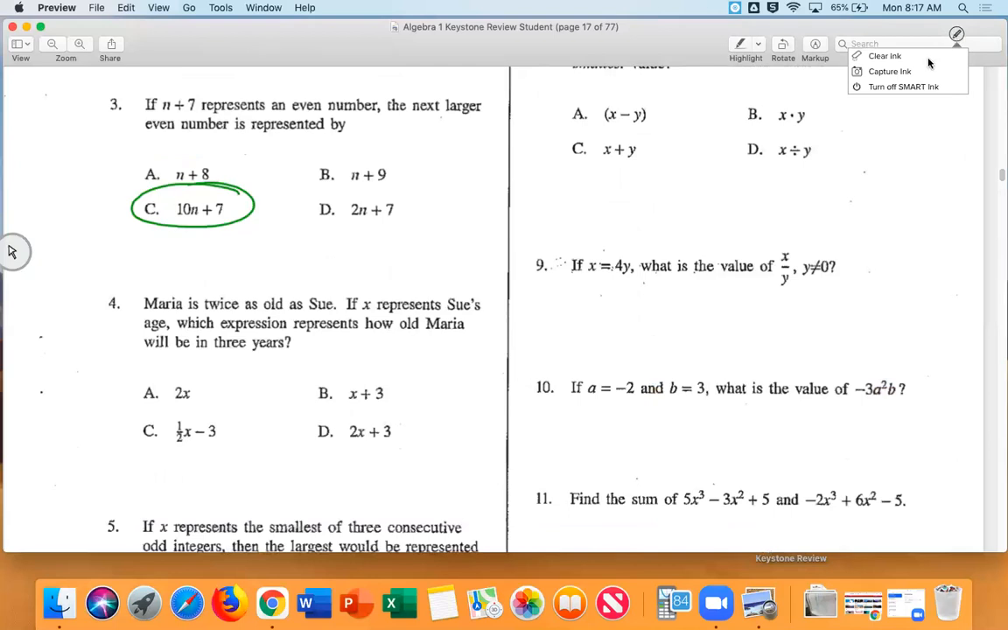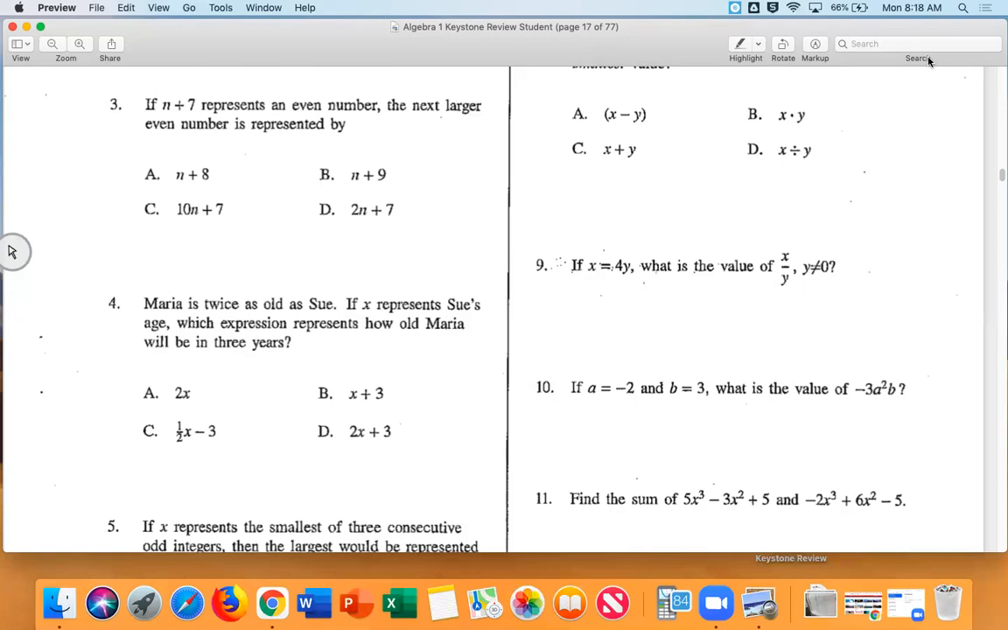Emma, can you help me out? If n plus 7 represents an even number, the next larger even number is represented by what up here? Would it be... So let me ask you this, Emma. Here's what I'm going to do. Can you give me a number for n? It doesn't really matter what number. An even number? It could be any number. We'll work through it. Okay, 6.